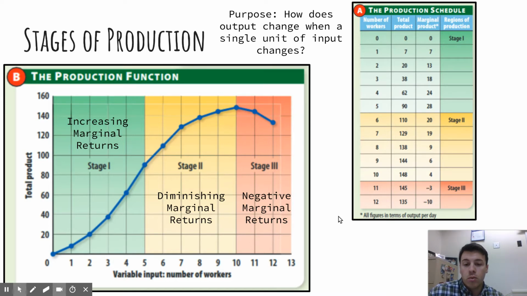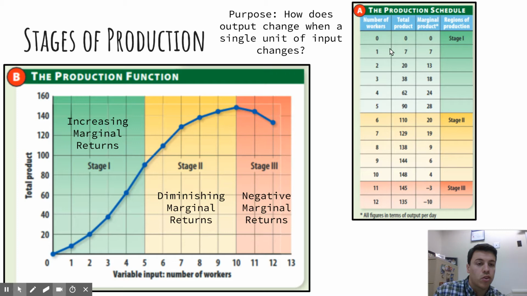So what we see when we stack this up, and you can look at the production schedule here in box A, you can see there are 3 columns here. We're looking at the number of workers, and as we add additional workers, what is the change that's occurring in total product? Total product is how much will be produced in a day based on the number of workers. And the marginal product is simply the change that's occurring.